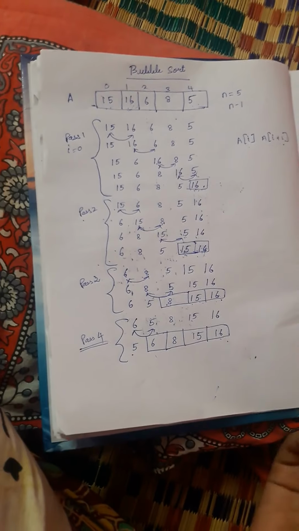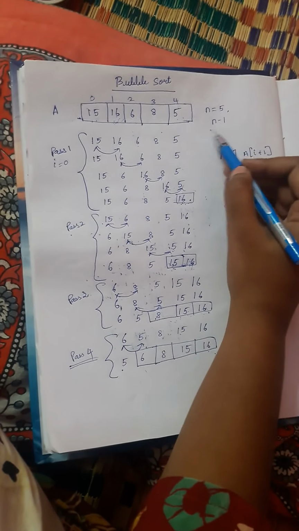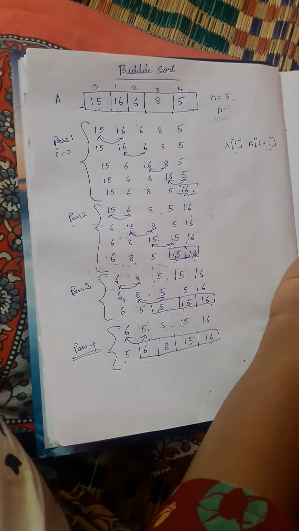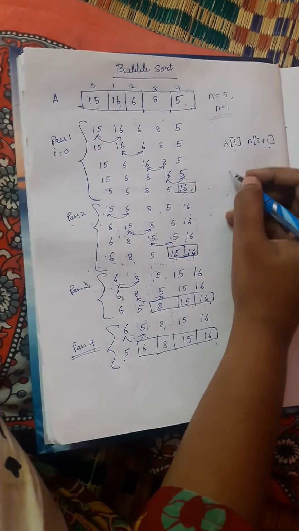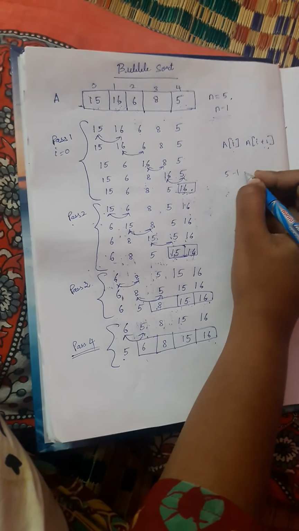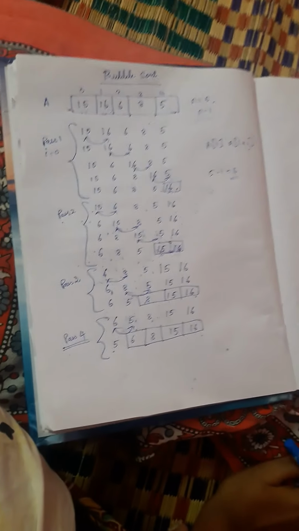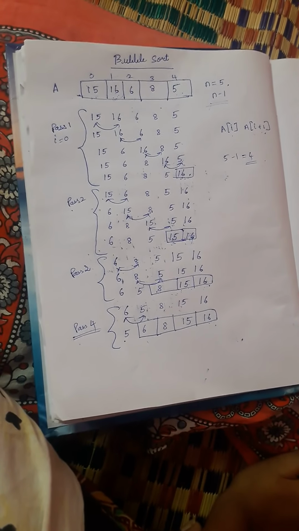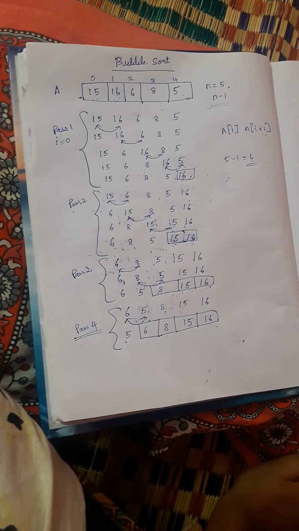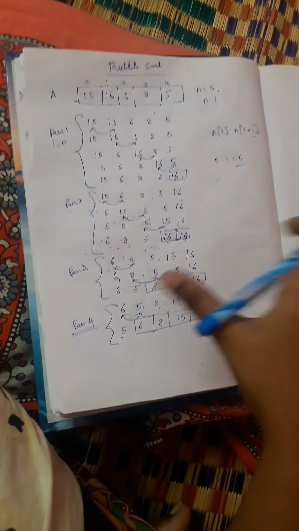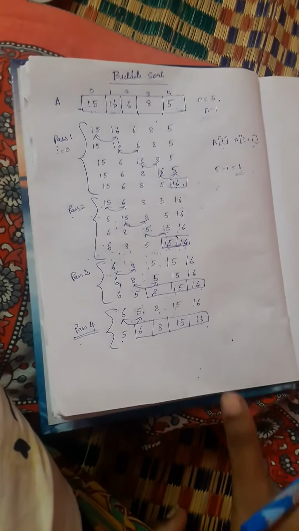As I said, n equal to 5 means there will be n minus 1 passes. So what is n minus 1? 5 minus 1 is equal to 4. So we have taken 4 passes. So this is the working principle of our bubble sorting. Next we will see the program, the procedure for this bubble sort.